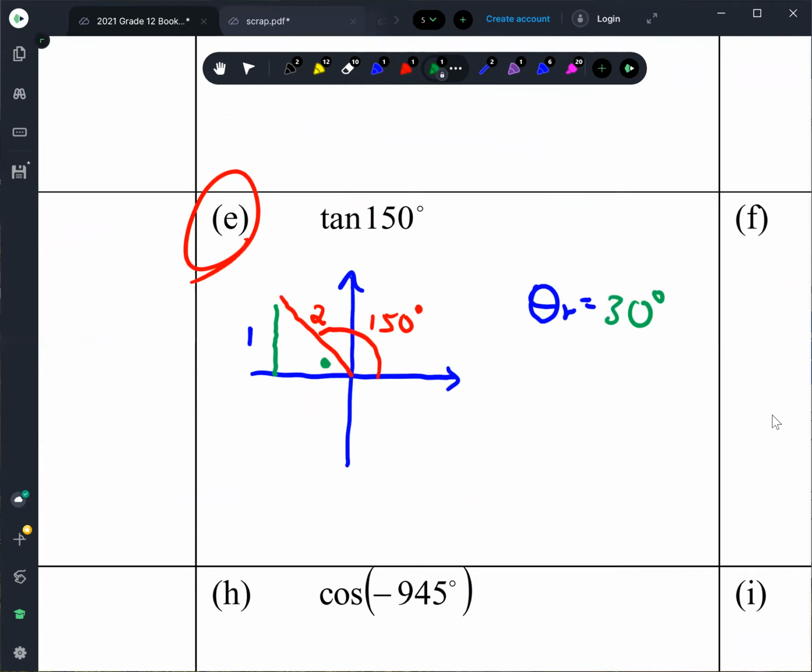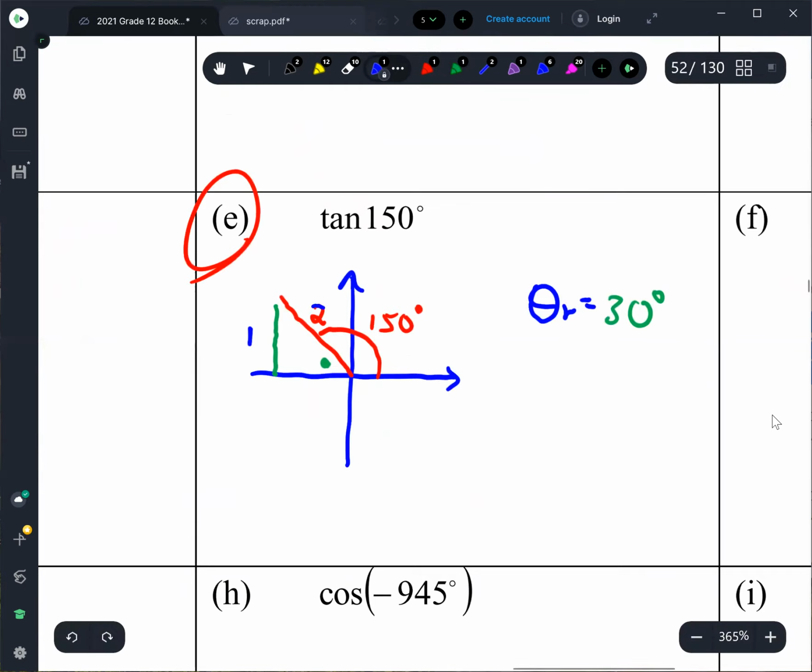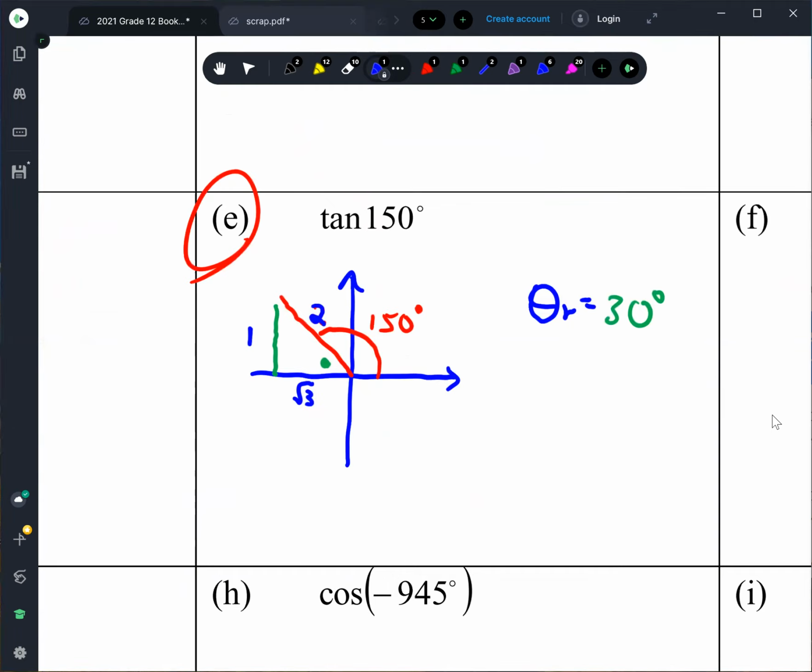Adjacent is, I'm just going to use the same color so it's not too messy, and then adjacent will be √3. Make sure you put the numbers at the right place. If it's 30 degrees, its opposite side should be 1. Do not put √3. Can you raise your hand if you understand up to here?